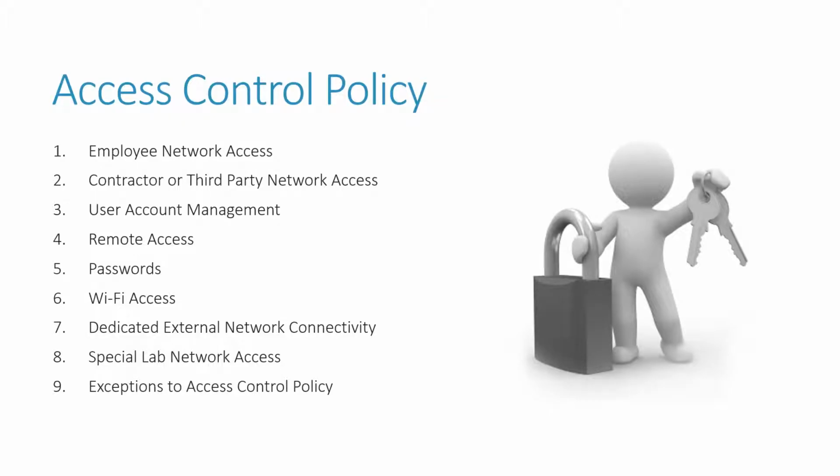Here is the overview of access control policies I will be discussing in this presentation. There are 9 sections to it. Employee network access, contractor network access, user account management of employees who have been exited or terminated from the company, remote access over VPN, password access and requirements, Wi-Fi network access, dedicated external network connectivity, special lab network access, exceptions to access control policy. Let me go over each one of them in detail.